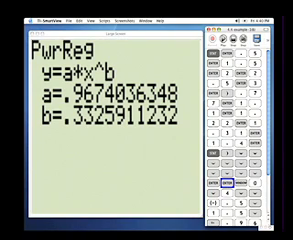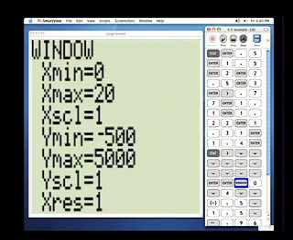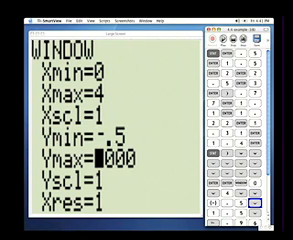All right, the next thing is, in order to graph this equation, we have to set up the window so that we have a minimum of 0 for x and a maximum of 4 for x. We'll leave the scale at 1. But now, for y, the minimum, we're going to use negative 0.5. And for the maximum, we're going to use 1.5.